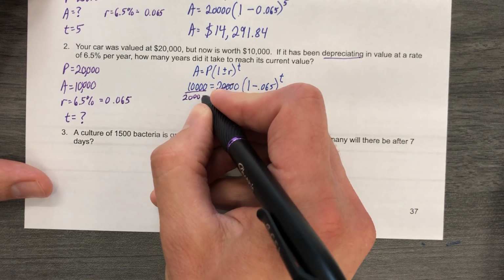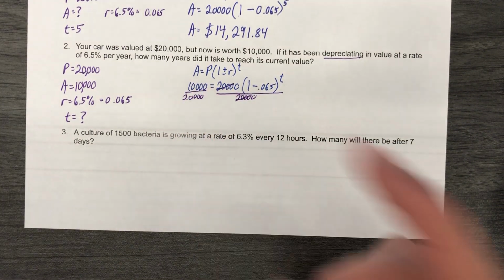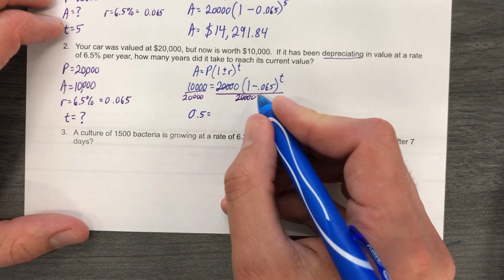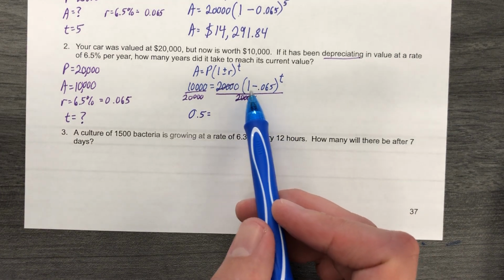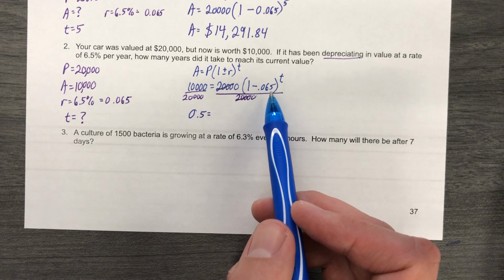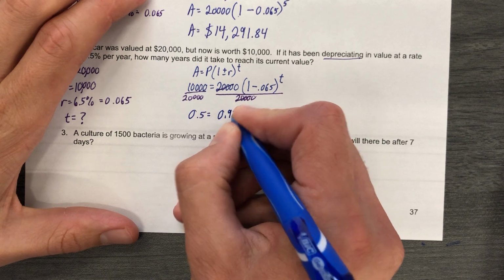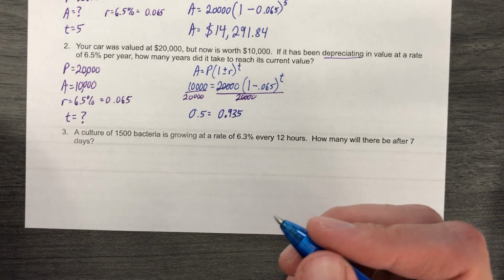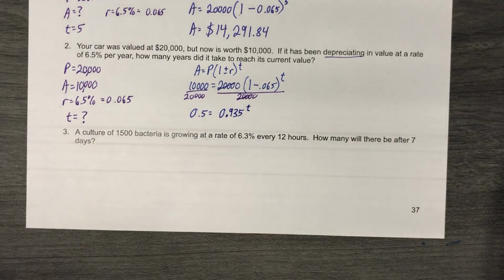It's not unnecessary, but once you get the hang of it, you'll be like, oh, 10,000 divided by 20,000, that would be a half. So a half equals, and then 1 minus 0.065. So if you had 100% and you subtracted 6.5%, you would have 93.5%. So 93.5%, 0.935. If you need to type that in the calculator, feel free, but that is what it is. We're going to raise that to the t.